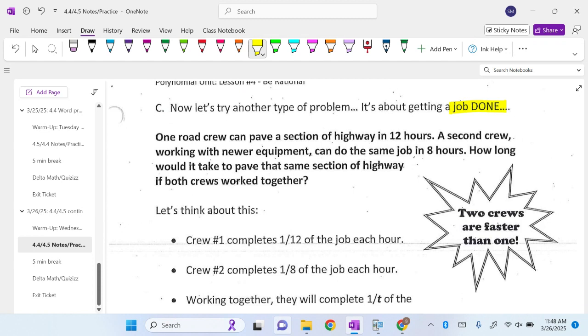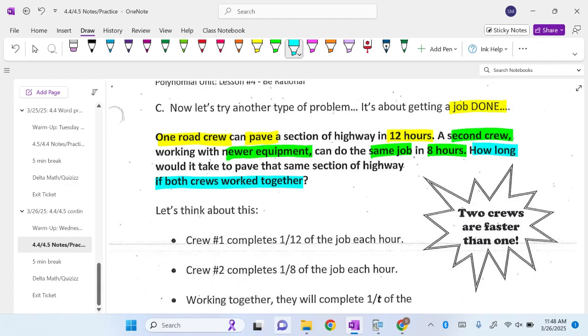One road crew can have a section of highway paved in 12 hours. So one road crew can pave a highway in 12 hours. A second crew working with newer equipment can do the same job in 8 hours. So the same length of highway, but in 8 hours. How long would it take to pave that same section of highway if both the crews work together? So in other words, if we put those two crews together, how much time would it take them to pave that same amount of highway?